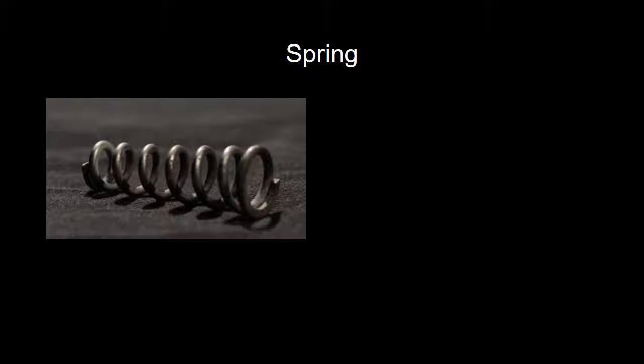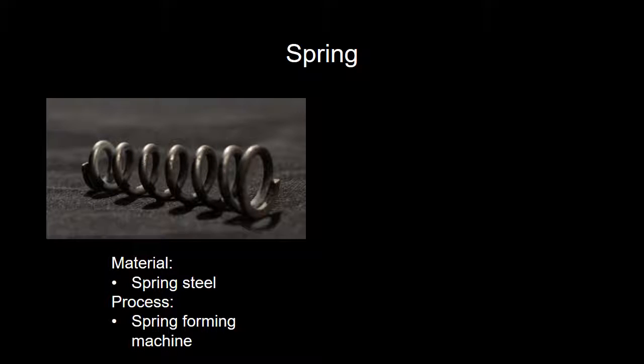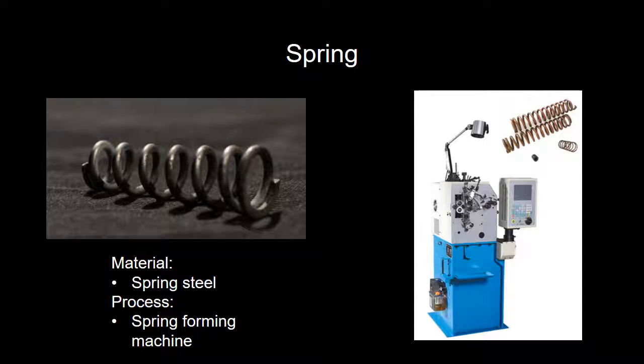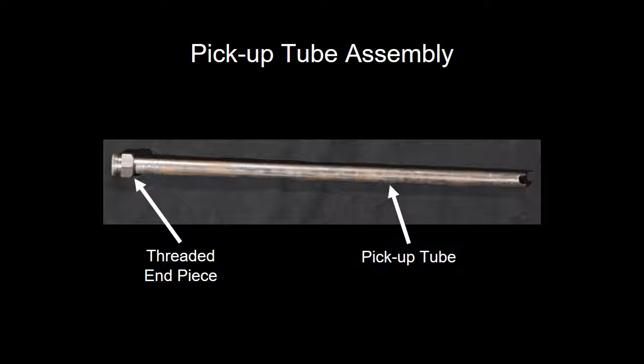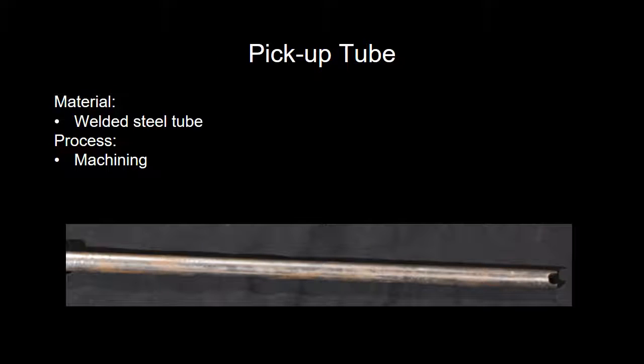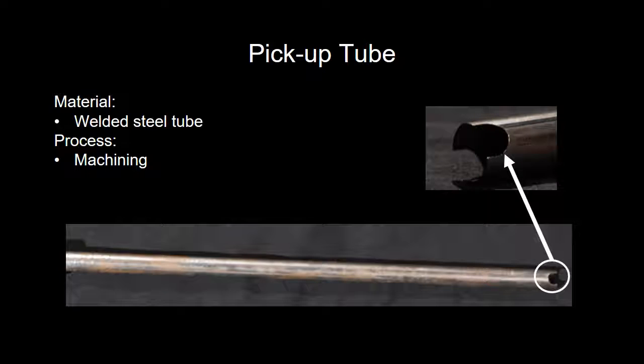The spring is made from a spring steel and formed using a spring forming machine, which takes a roll of steel wire and wraps it into coil to the desired specification. The pickup tube assembly is comprised of the threaded end piece and the pickup tube. The pickup tube is a welded seam steel tube evident by the seam on the material. The ends are rough cut with a machined feature at the base. It is evident that machining was used based on the sharp burr left from the cutter.